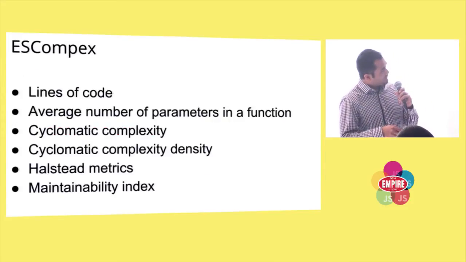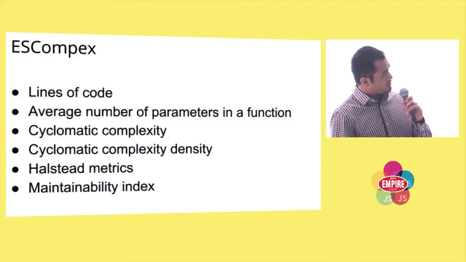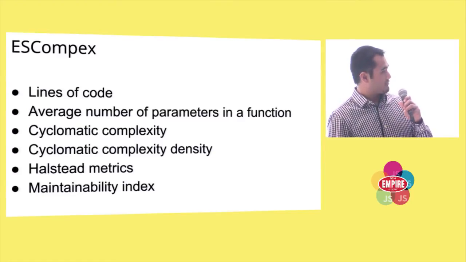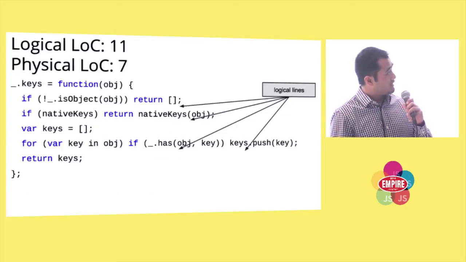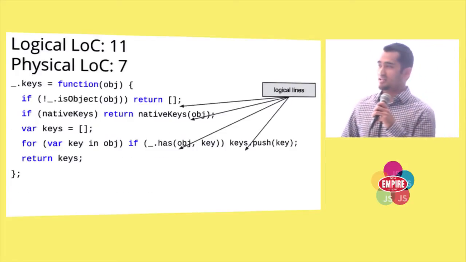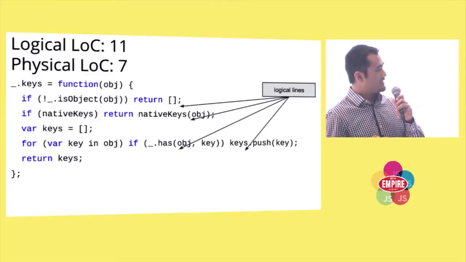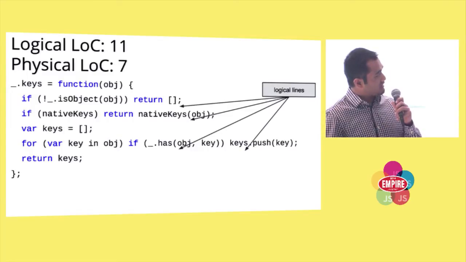So these are a few of the metrics we can measure. And there's a library called ESComplex which gives us these things. So there's lines of code, average number of parameters per function, cyclomatic complexity, complexity density, and so on. Let's take a look at a few of these. The easiest one would be lines of code. So in this example, we have 7 physical lines of code, but 11 logical lines. If you just put 3 empty lines, that doesn't count toward logical lines. But these return statements and this if block do count as logical lines.